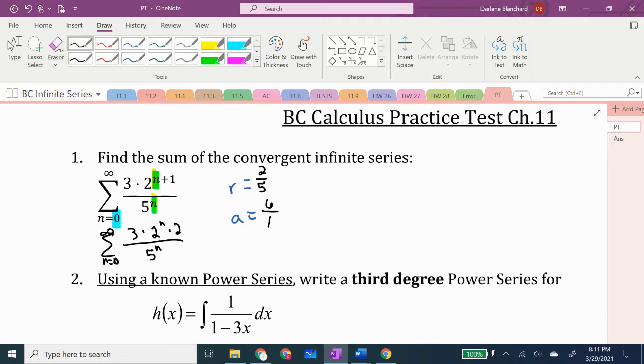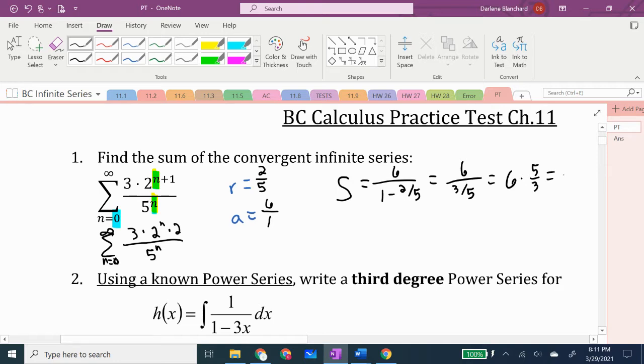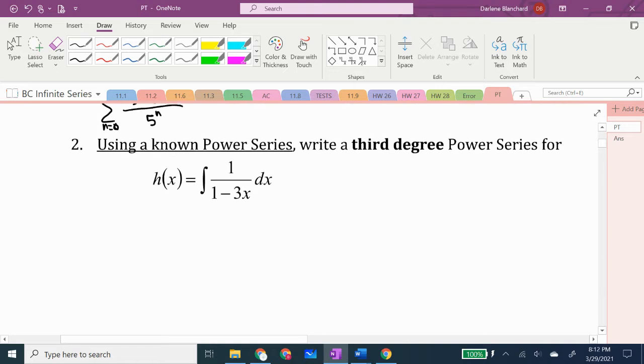So the formula for the sum of a series is the first term over 1 minus r. And a little bit of fractional fun later, that is going to be 10, if I can arithmetize. There we go.